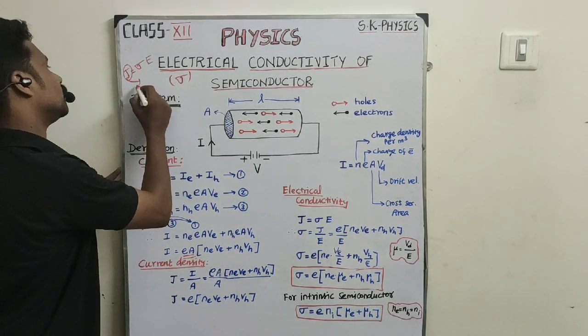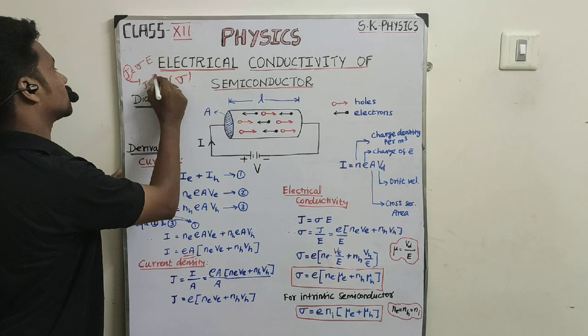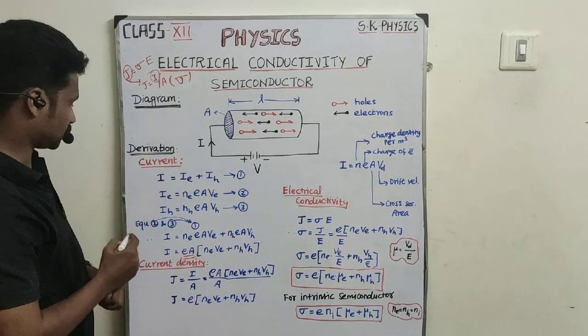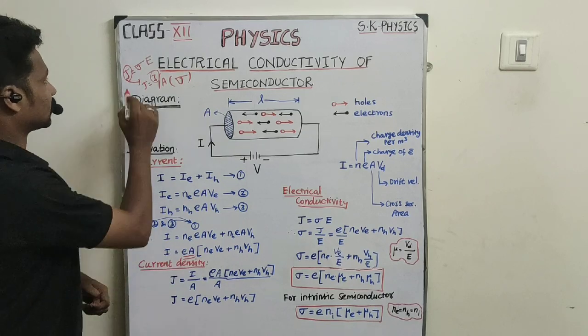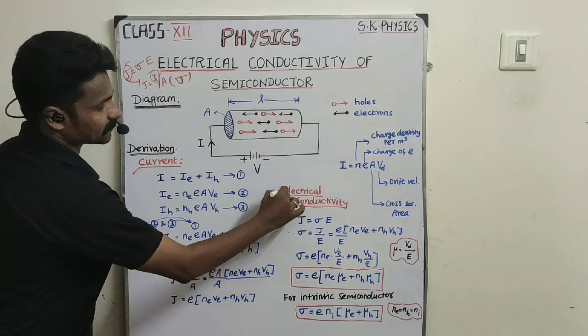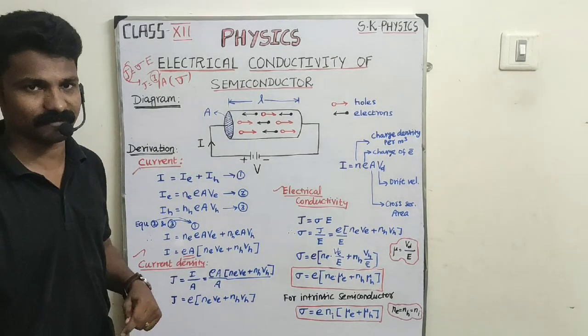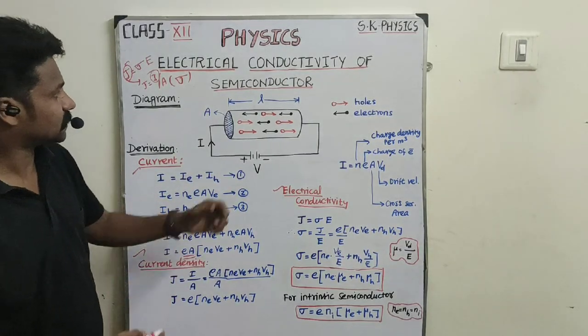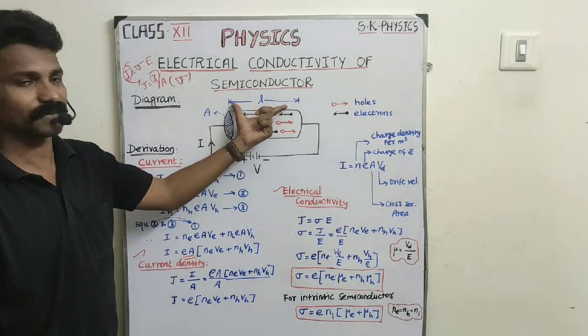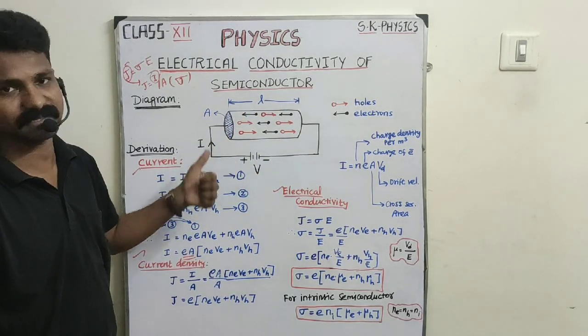J can also be written as J is equal to I by A. So first, you must calculate current; second, current density; and third, electrical conductivity. This is the general idea. Let's take one semiconductor. The length of the semiconductor is L, and its cross-sectional area is A.